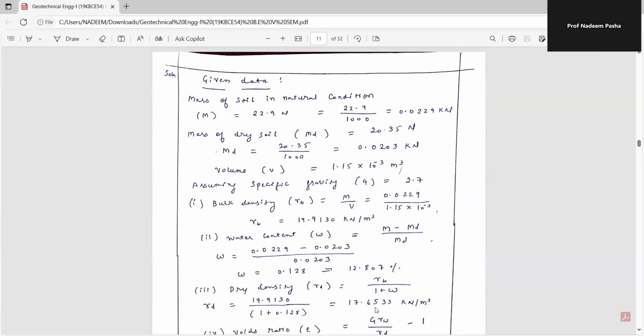Next, dry density gamma D is equal to gamma B by 1 plus W. Gamma D is equal to gamma B, which is how much? 19.9130 divided by 1 plus W, where W is 0.128. So it comes out to be 17.6533 kilonewton per meter cube.